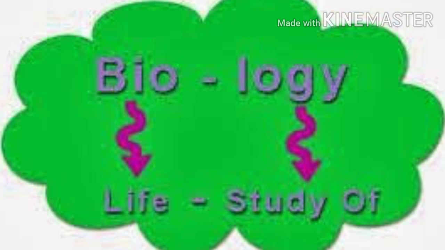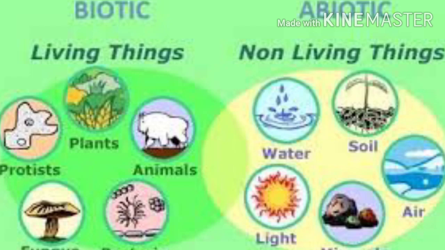Based on life, the organisms are divided into two types: living organisms and non-living organisms. The organisms which have life are called living organisms. For example, plants, animals and humans have life because they show movement, growth and all the metabolic activities, so they are said to be living organisms.